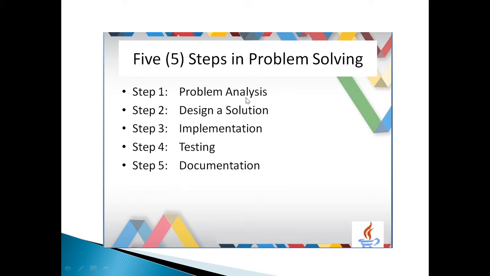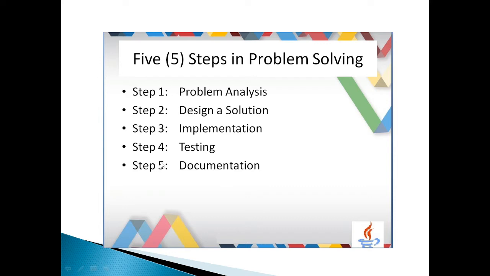Okay, step number 1, problem analysis. Problem analysis is the IPO. Step number 2, design a solution, meaning the algorithm, pseudocode and flowchart. Step number 3, implementation, converting from the pseudocode and flowchart to coding. This is when we start the coding. And then testing. After you write your codes, you need to test your codes. You need to run it.